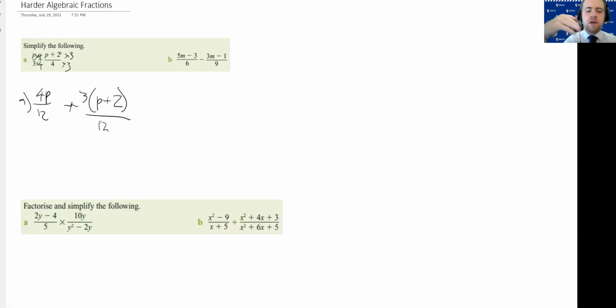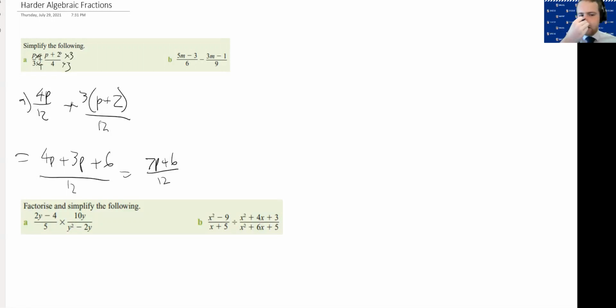So now that we have a common denominator, we can simply add the top numbers. We're going to get 4p, and then we've got to expand. So plus 3p plus 6 all over 12, and that becomes 7p plus 6 all over 12. Okay, we can't simplify that anymore, so we've finished our question there.